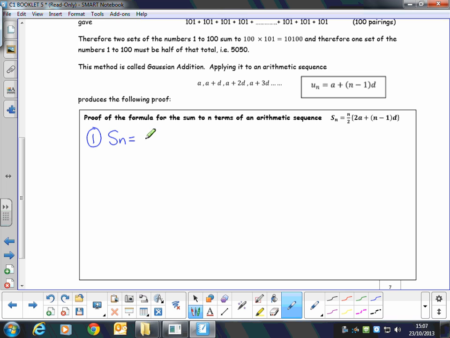My first term of an arithmetic sequence is A. Then I'm going to add on the next term, so it's going up by a common difference each time. So the next term is going to be A plus D. And the next term is going to be A plus 2D. And then we've got A plus 3D, A plus 4D, and so on, all the way up to the nth term. If you remember, the nth term is A plus n minus 1D.